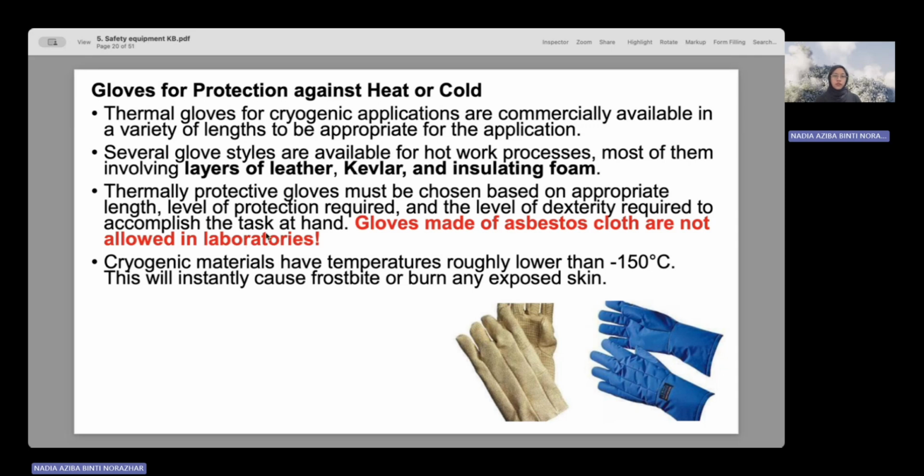And then cryogenic materials have temperatures roughly lower than negative 150 degrees C. This will instantly cause frostbite or burn of any exposed skin. Cryogenic materials are such as liquid oxygen, liquid nitrogen, and also liquid helium. So when dealing with this, there is a risk of frostbite or burn on our exposed skin. That is why we have to wear a specialized glove that can protect us against heat or cold. This is a thicker and heavier material compared to nitrile and latex that we discussed earlier.